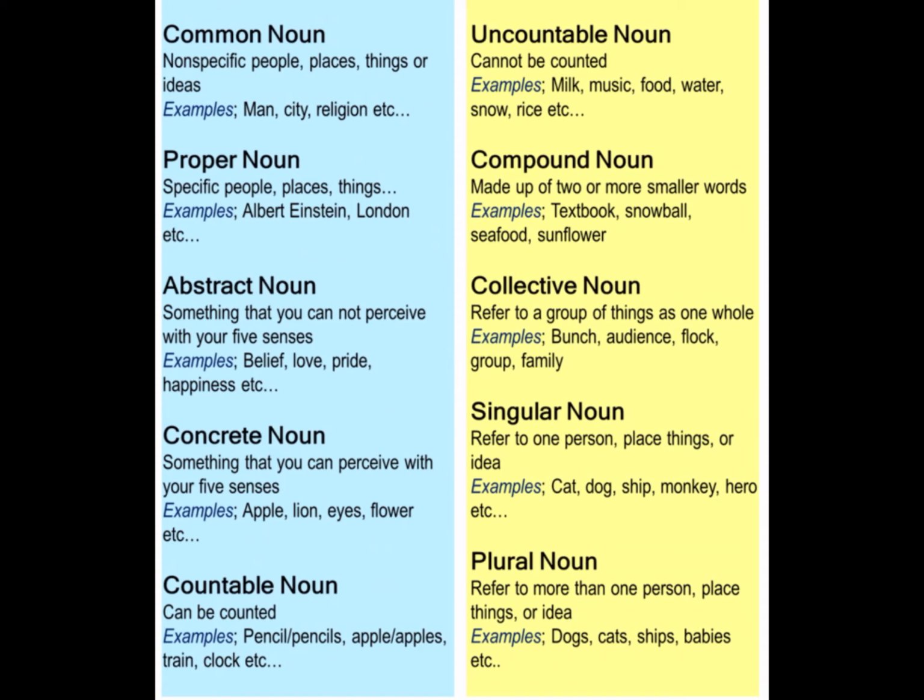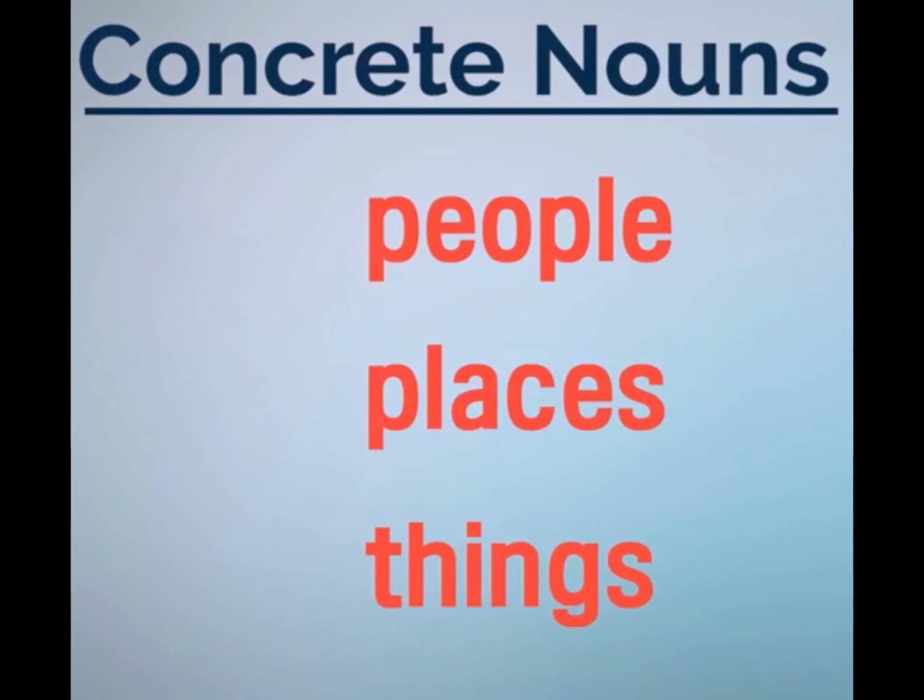So I will start with concrete noun. In English, concrete nouns are people, places, and things, including animals. Now, you can see, you can smell, and you can taste or hear and touch. So you can basically use your 5 senses for the concrete nouns.